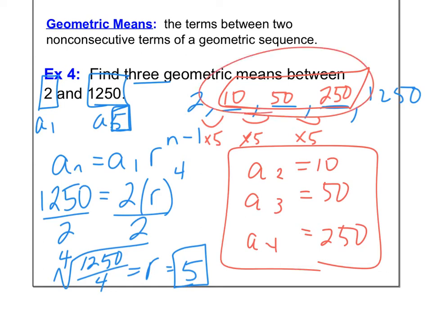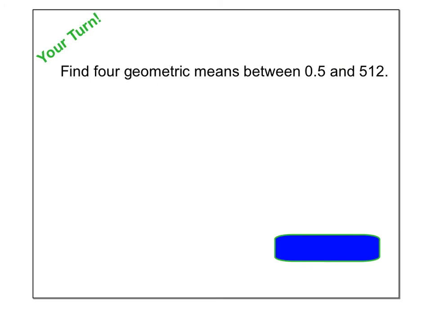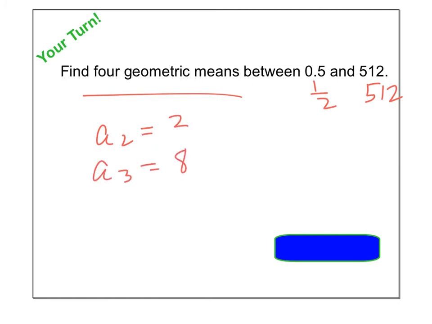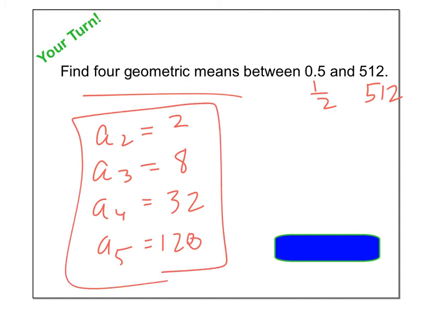However you write your answer, either method is fine. If you want to go this route, that's cool. This would also work for us as well. Okay, find the 4 geometric means between 1/2 and 512. Go ahead and work through that example, and your answers should be as follows. Once you find the common ratio, we can figure out what the remaining 4 terms are. The common ratio should be 4 in this example.